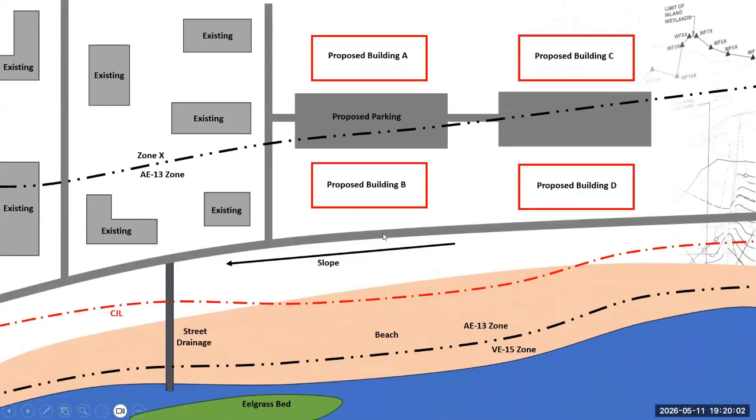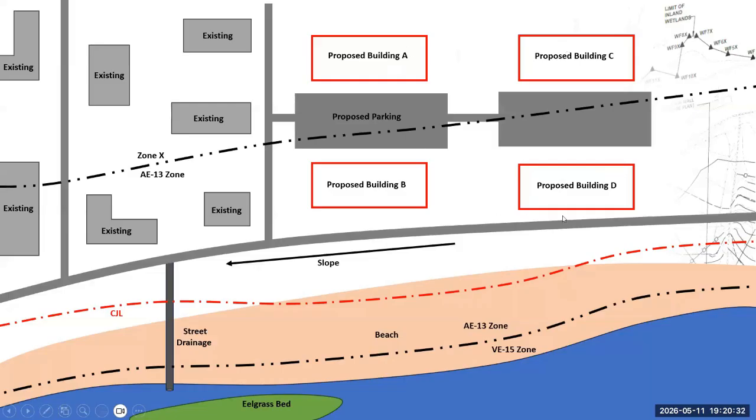However, you have the road kind of sloping towards a street drainage. There's an eelgrass bed or a tidal wetland. These are things that the commission can always consider and should always consider in its review. Where is that stormwater runoff going to go? As well as where are the proposed buildings. So you have an AE 13 zone here. Two of the buildings are within a flood zone. With a 100-unit development, you're talking 25 units per building here.